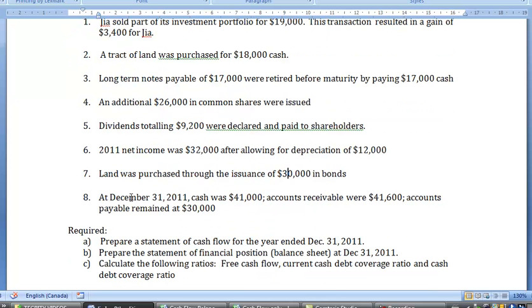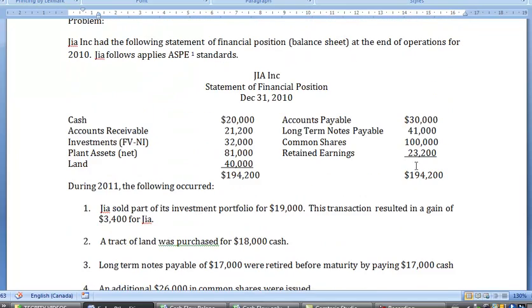And here, at December 31st, 2011, there was cash of $41,000. That's our ending balance. We also had accounts receivable of $41,600, and we had accounts payable, which, after all is said and done, remained at $30,000, which is what it was over here.